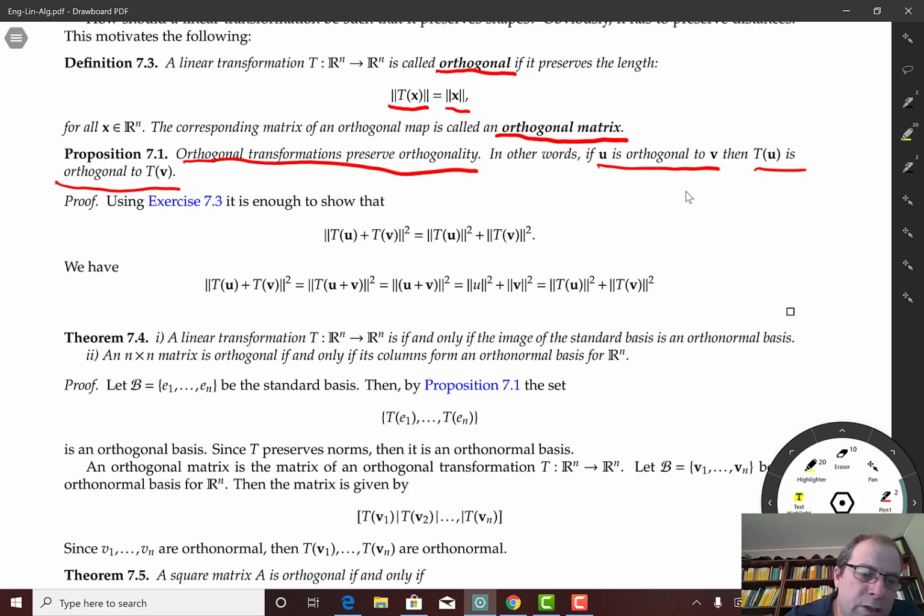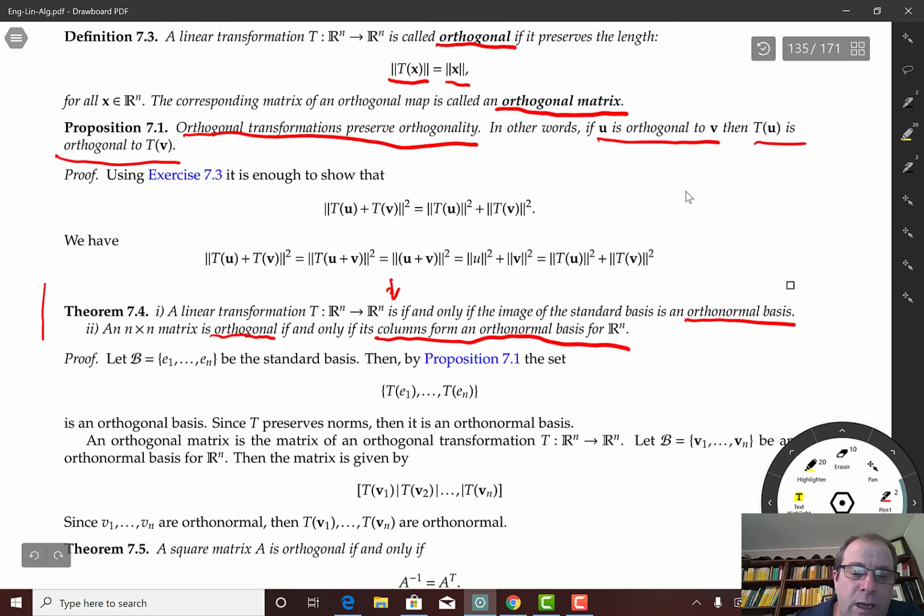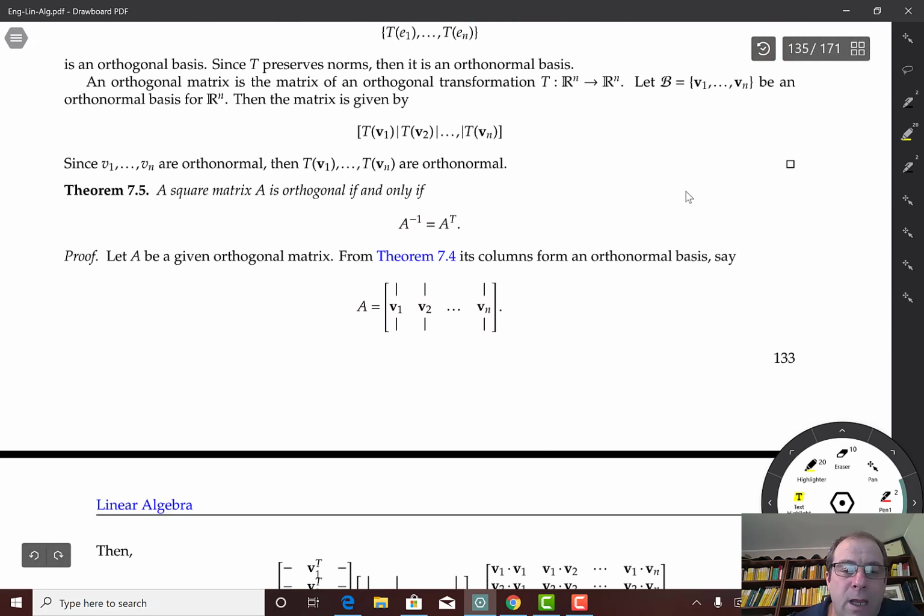Okay. So the next theorem that we proved was the following. A linear transformation is orthogonal, there is a word missing here, the word orthogonal, if and only if the image of the standard basis is an orthonormal basis. Okay, and now you will see a characterization for the corresponding matrices of orthogonal maps. A matrix is orthogonal if and only if its columns form an orthonormal basis. All right, so again, the proof of this is rather easy.